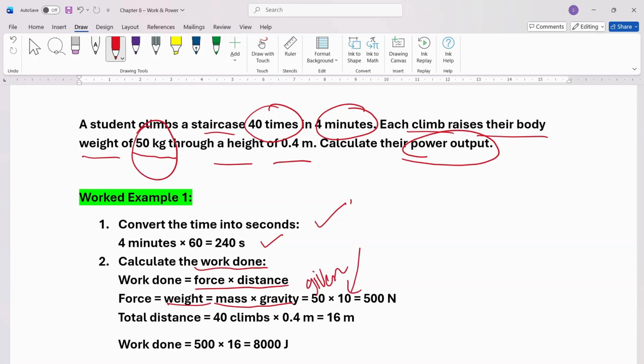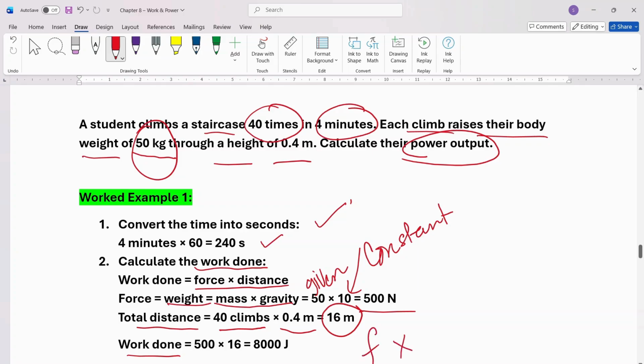and this is the constant value for gravity. We multiply it and we get 500 newtons. Total distance is 40 climbs times 0.4 meters, which means 16 meters. So now if we want to calculate work done, we will simply do F times distance. F is 500, distance in meters is 16. We multiply it and we will get our work done.